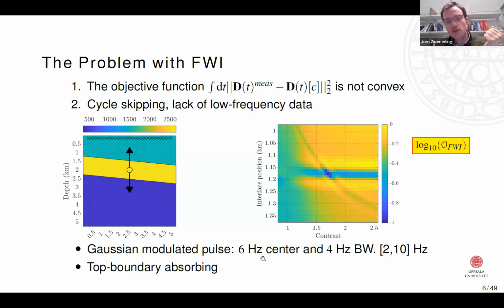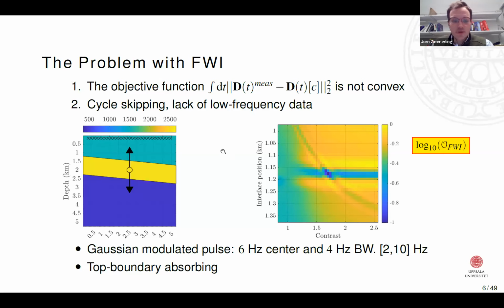The pulse that we used here is a Gaussian modulated pulse with a 6 hertz center frequency and 4 hertz of bandwidth on either side of the center. So in total, we have access to, let's say, 2 to 10 hertz. And here, the top boundary is absorbing to not have the waves scattering up and down. I will change that in a second. And the cycle skipping is actually a phenomenon that comes from the lack of low frequency data.